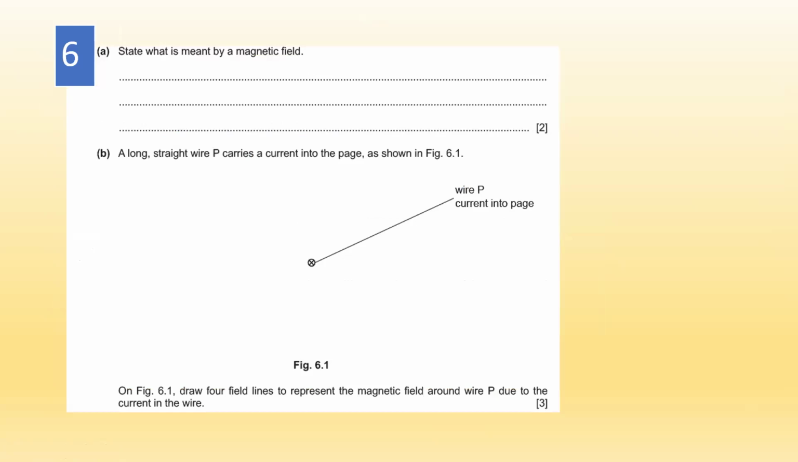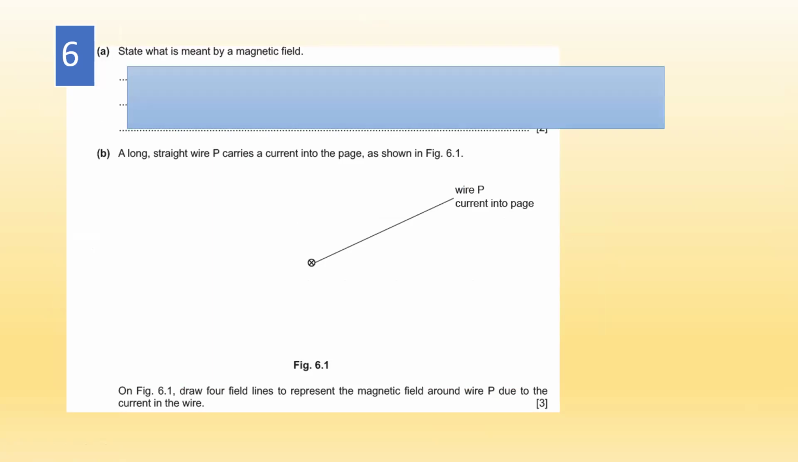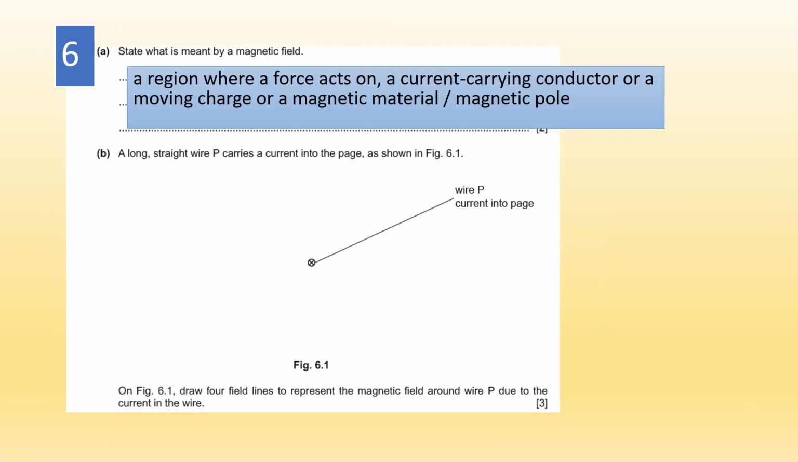What is meant by magnetic field? A region of space where a force acts on a moving charge, or on a current carrying conductor, or magnetic material, magnetic pole. Either one.